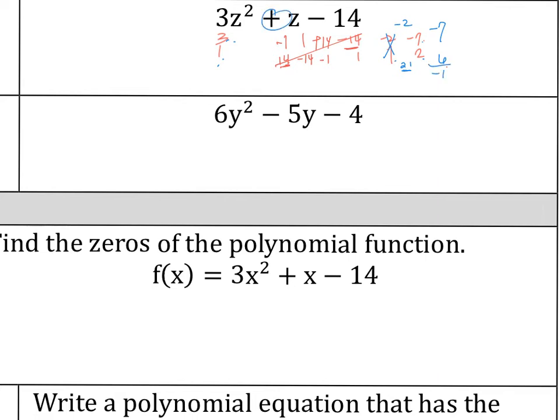But we have a positive here, so maybe we need to switch these signs and make it positive 7, negative 2, and apply the magic cross. 3 times negative 2 makes negative 6. 1 times positive 7 makes positive 7. So when we add these together, we get positive 1, which is equal to the coefficient of z. So now we're ready. 3z plus 7, and the second one will be 1 times z, which is just z, minus 2.